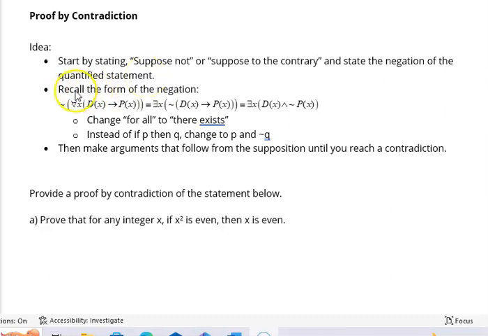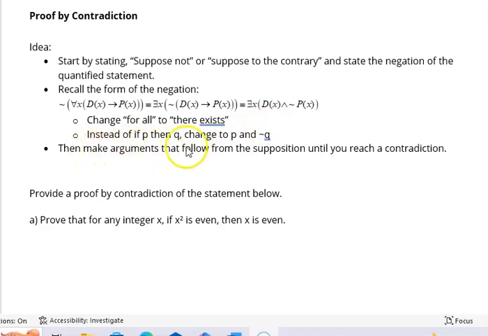Okay. So recall we're going to have universal statements with conditionals. So recall the form of the negation of such a statement. It's easily read in this lovely symbolism. Or you can just see that what we're going to do is change the for all x to there exists an x. Okay. And instead of writing if p then q, we're going to change it to p and not q. Okay, so that's how you negate a universal.